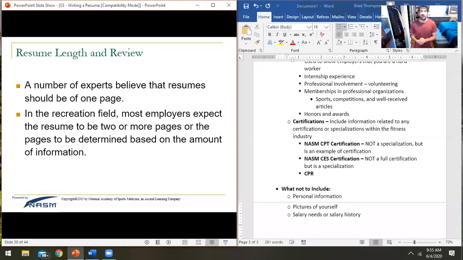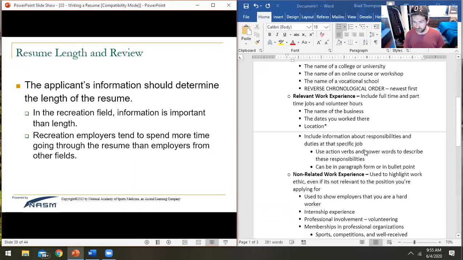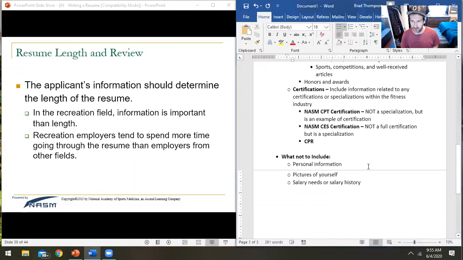A number of experts believe that resumes should be kept to one page. In the recreation field, people are expecting it to be two pages. We are not that type of field. We are one page. What not to include? Don't include a second page. Resumes in the fitness industry are one page. Okay, one.